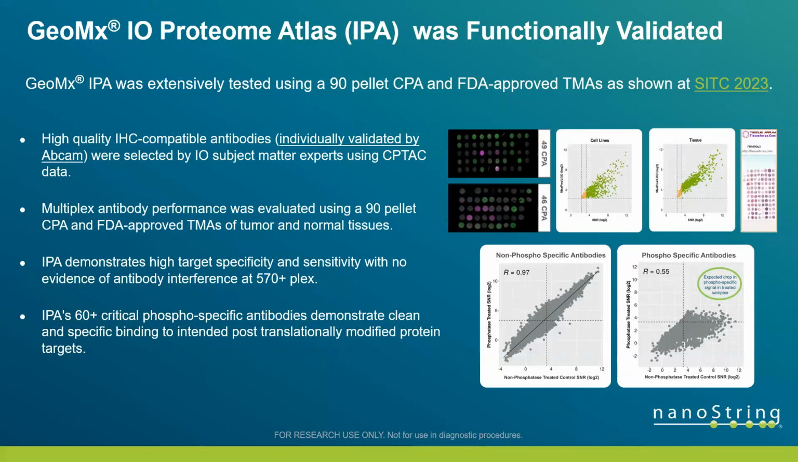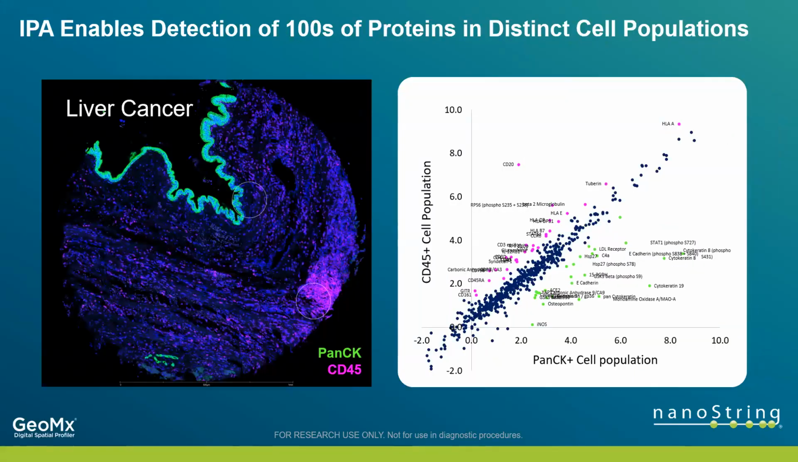So one of the first data sets that we took a look at was looking specifically at liver cancer. And so here we're looking at pan-CK positive cells, CD45 cells as well. And what you'll notice here is that we're actually able to look at the tumor side as well as the immune side very quickly across tissue, and being able to then understand the specific proteins of interest that are present across tissue as well.